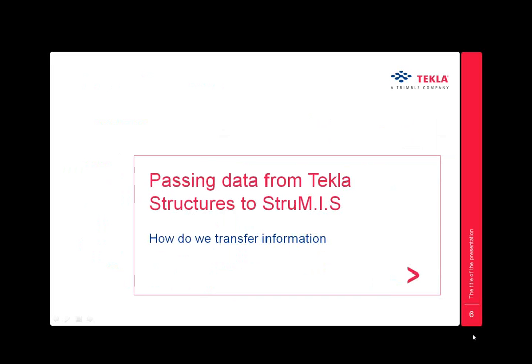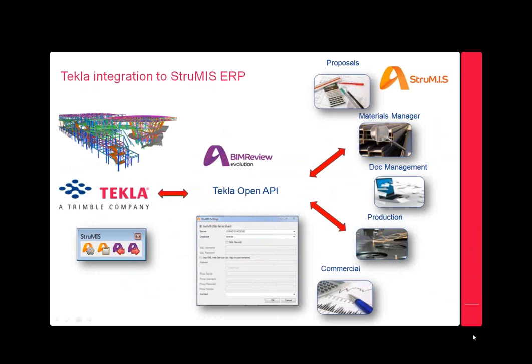So how do we pass the information from Tekla to STRUMIS? Quite a simple procedure. SCAD have developed a set of extensions which we simply install within Tekla. We then export the data out. It creates the BIM Review model and data, which you then pass through to the STRUMIS modules.